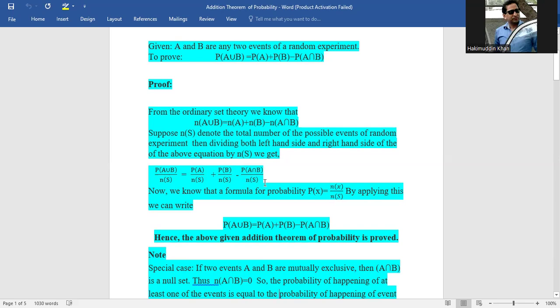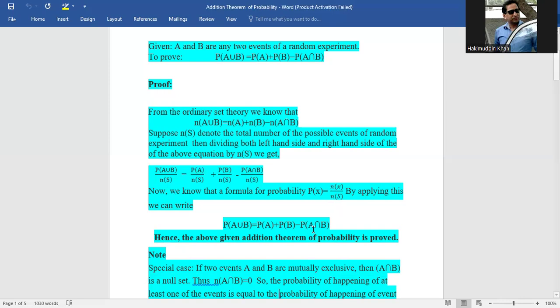We know now the formula for probability, that P of X is equal to N of X upon N of S. By applying this, we can write P of A union B is equal to P of A plus P of B minus P of A intersection B.